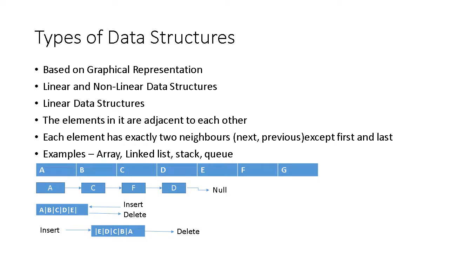They are linearly represented. For node B, I have predecessor A and successor C. For C, predecessor is B and successor is D. So for every node we have two adjacent nodes to it. That's why this is called a linear data structure.